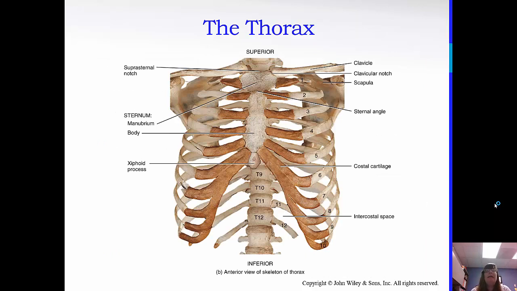So here you can see in the middle there the sternum, you have the manubrium on top, the body is the big center portion, and then the xiphoid process, the little kind of triangular looking portion at the bottom. They're all fused together. And then the costal cartilages that connect the ribs to the sternum.